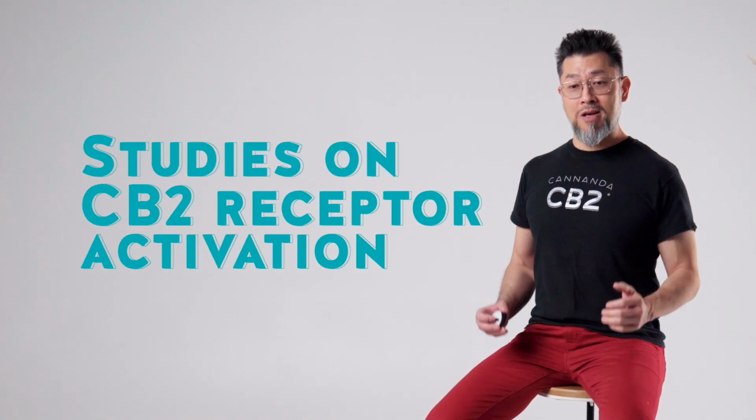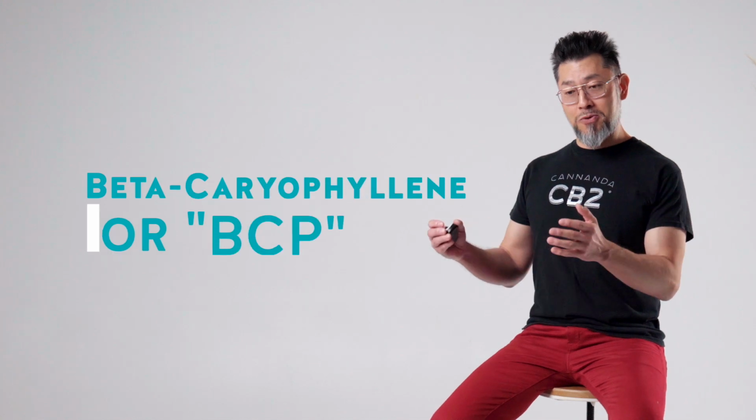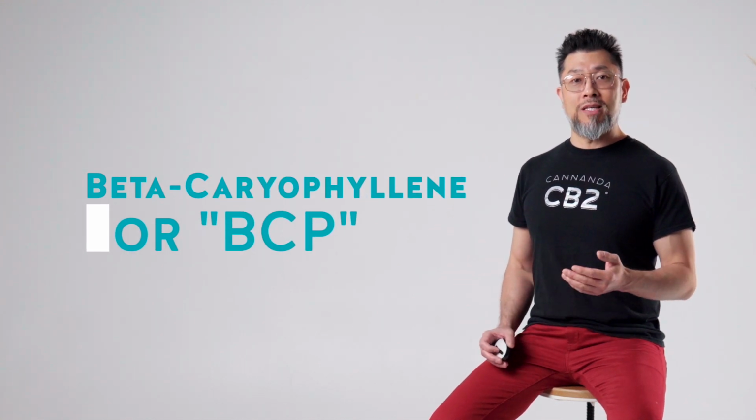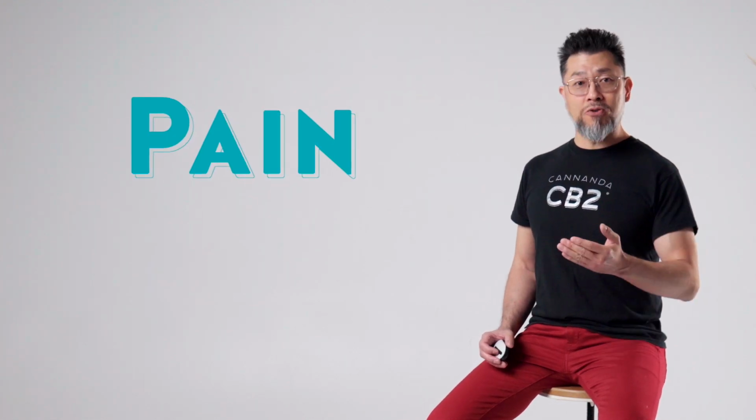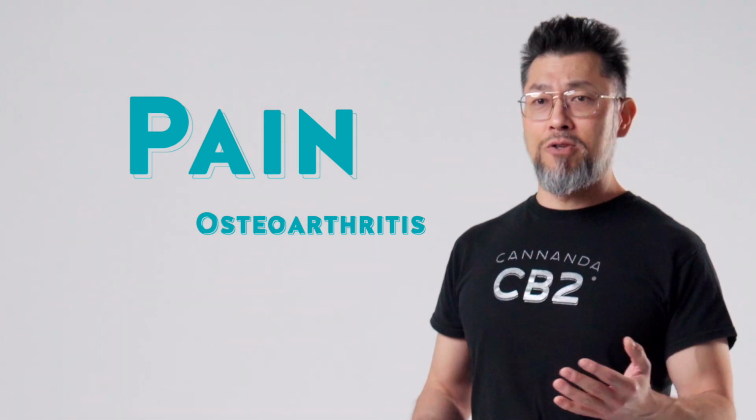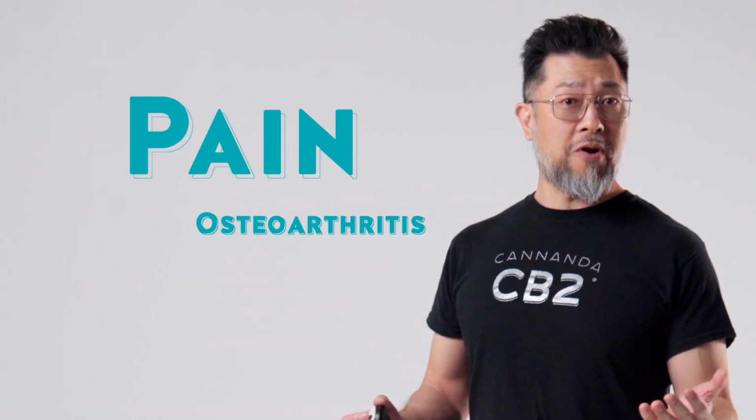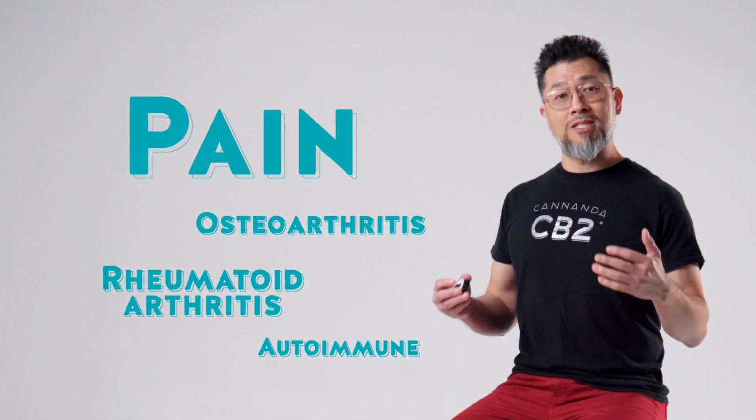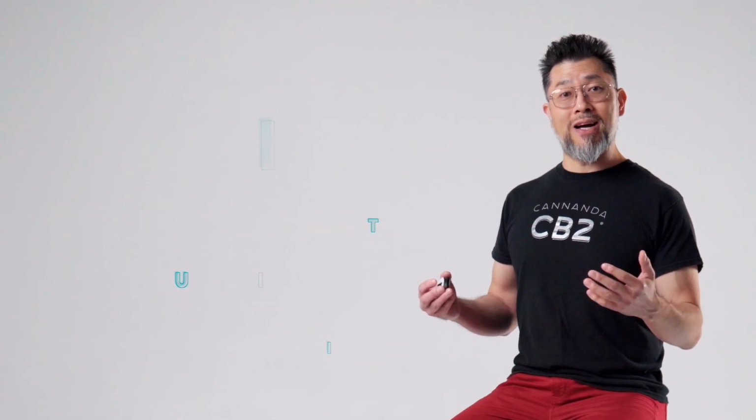A lot of the studies will revolve around Beta-Caryophyllene and CB2 receptors' anti-inflammatory role. So you're going to see a lot of studies related to pain, osteoarthritis, which is inflammation in the joints. And talking about joints, you'll see studies on rheumatoid arthritis. Now, rheumatoid arthritis is an autoimmune condition. The body's immune system is overactive and attacks our own body.